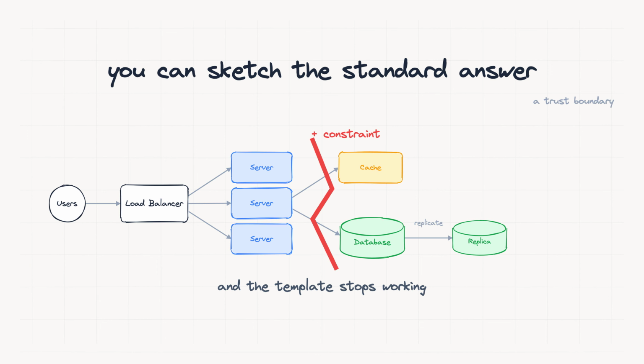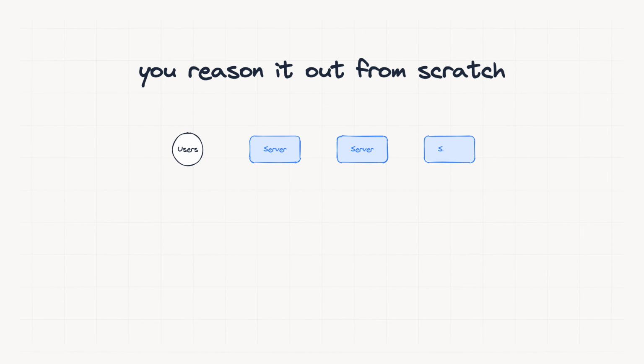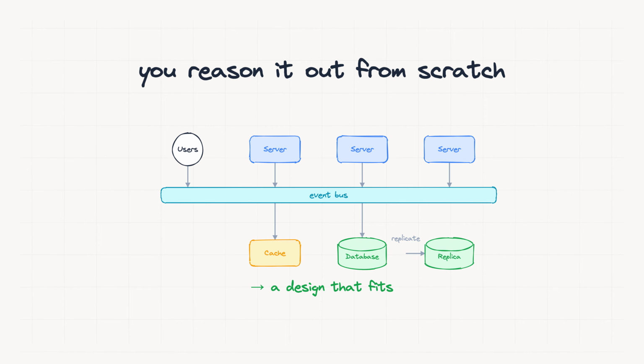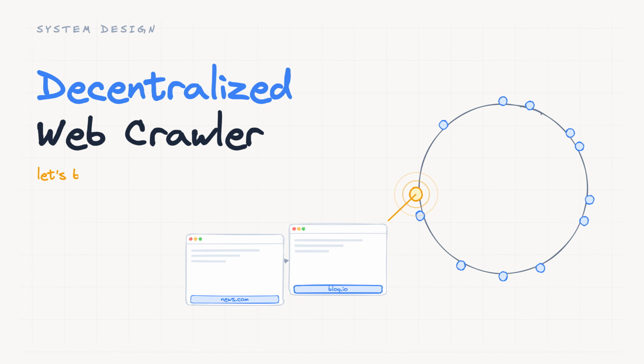Maybe it's a trust boundary you've never thought about. Maybe it's a consistency requirement that doesn't fit the usual model. Maybe it's a failure mode nobody warned you about. If all you have is the template, you're stuck. These videos aren't about templates. Each one takes a familiar system design problem, adds a constraint that breaks the standard answer, and works through it from scratch. The goal is to help you actually reason through the design, so when the question shifts, you can shift with it. So let's take a question and break it.